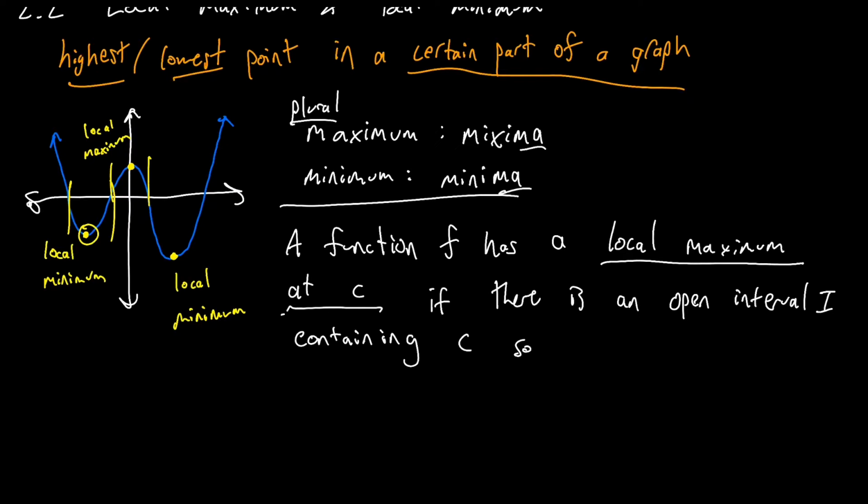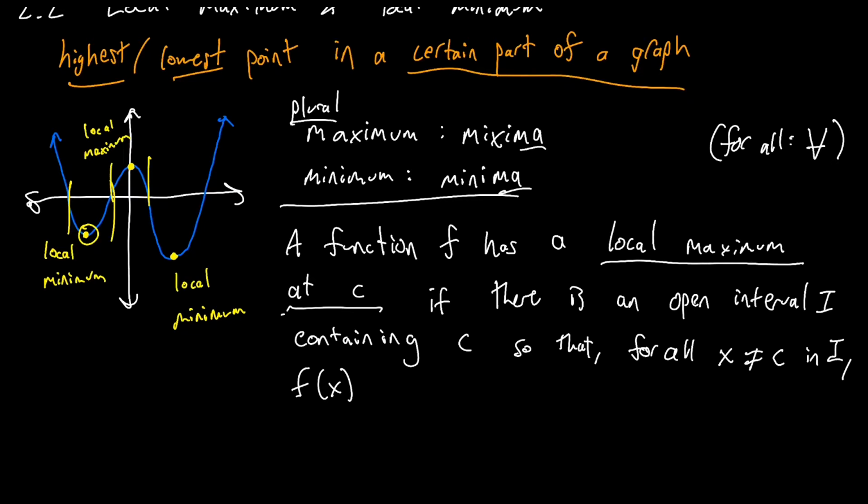So that for all x, and you might see for all written as this symbol too, that is not equal to c, so any other x value in that interval I, the output for that x has to be less than the output that we get at that c point, basically. And then we call that output f of c a local maximum of f.